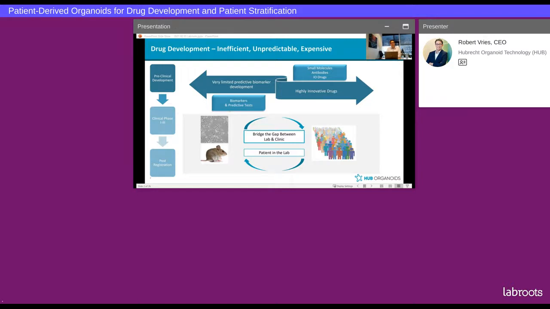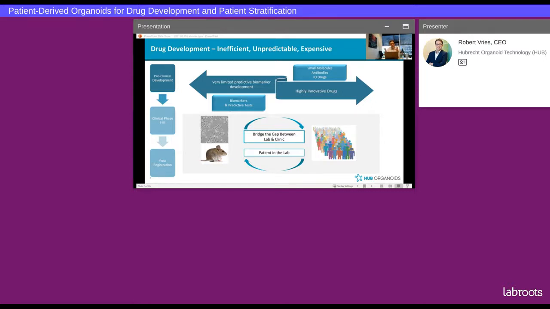And this leads to this relatively inefficient drug development strategies that we are used to, expensive drugs. Whereas we think that if you improve the preclinical models, if we can improve the patient representation in the preclinical drug development, we would significantly increase the efficiency of drug development and thereby decreasing costs.